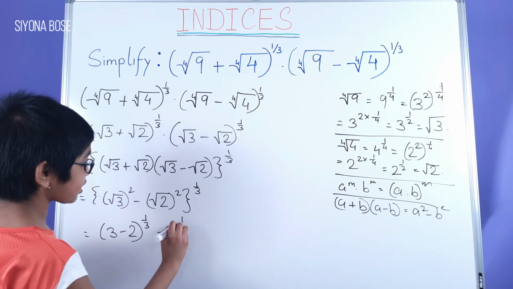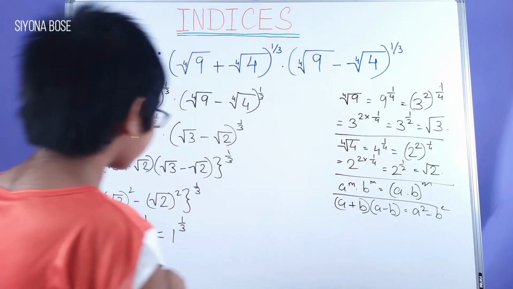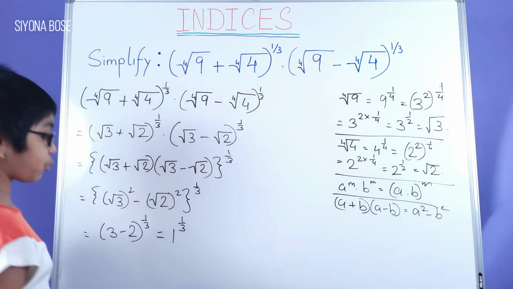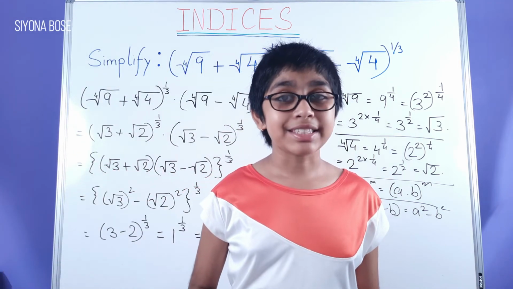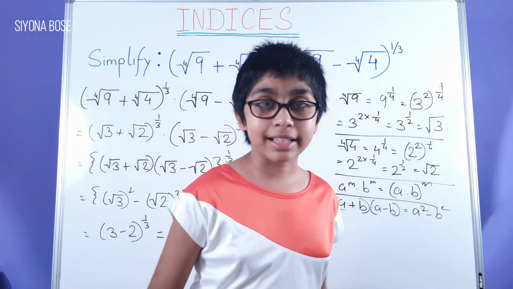Then it gives us 1 to the power of 1 by 3. And we know that 1 to any exponent gives us 1. So 1 to the power of 1 by 3 is 1. This is our final answer. We have simplified this overwhelming expression to our answer.